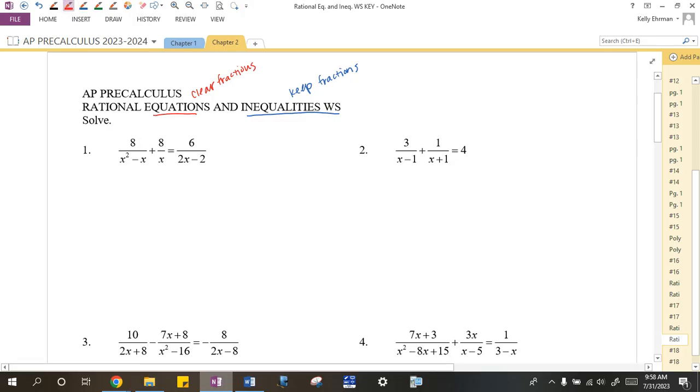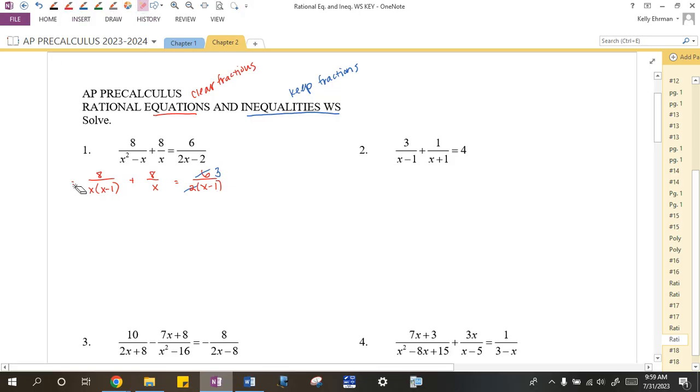So first thing I'm going to do is factor a little bit. So I'm noticing that I've got an x times x minus 1 for the first denominator plus 8 over x equals, right here you've got 6 over 2, factor 2 out, times x minus 1. And you are allowed to, and you should, reduce 6 over 2. So it's actually just equals 3 over x minus 1.